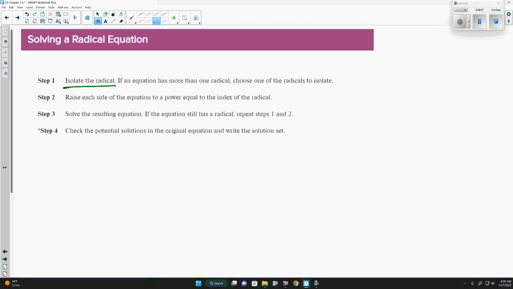If an equation has more than one, choose one to isolate, or as I say, even them out. Even them out. If we have 2, I want 1 on either side. If I have 3, I want 2 and 1 or 1 and 2. I'm going to split it up. If we have 4, I want 2 and 2. We want to try to even them out as best we can.